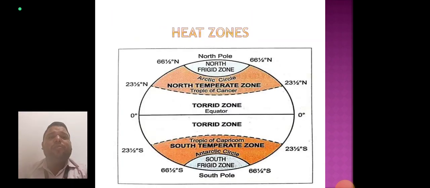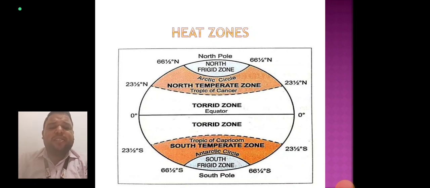Now the climate changes from hot to warm, warm to cold, and cold to frigid as we move away from the equator towards the poles. This is because as we move away from the equator, the sun's rays fall on the earth's surface at more slanted angles, and this heat is spread over a larger area. The rays also travel through a longer part of the atmosphere, hence heating is reduced.